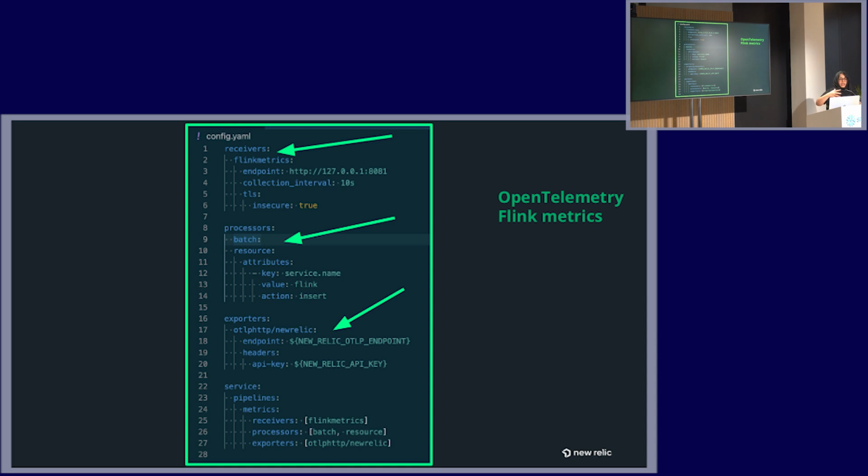Again, we are defining what data we want to collect, how we want to collect it, where we want to send it. So here, there's an interesting thing as well. We are collecting the Flink metrics, but you'll see that we want to collect them every 10 seconds. So this is just another way to customize how you want to collect the data. Then we want to process it in batches. We're adding a few attributes, which will make it easier eventually for us to query the data. And then we are defining the exporter.